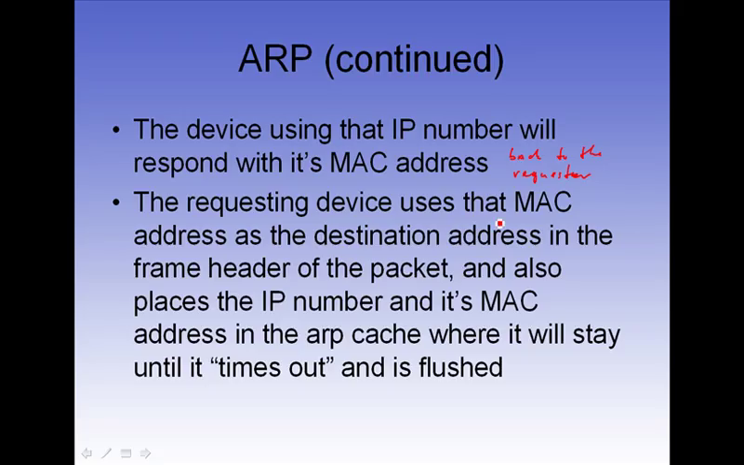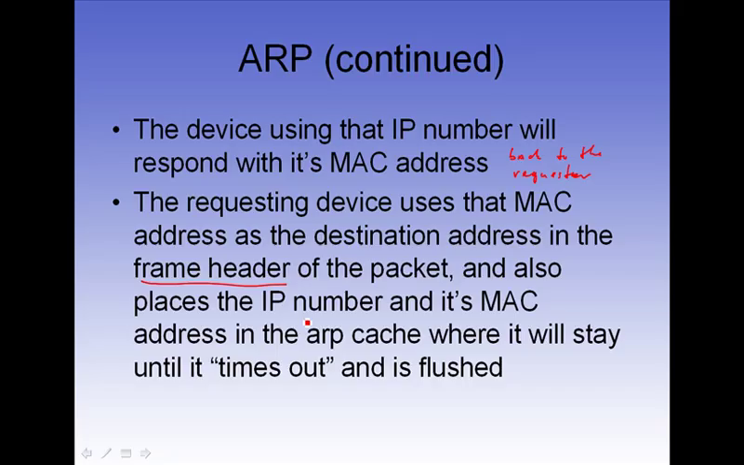The requesting device uses that MAC address as the destination address in the frame header. I mentioned that a couple slides ago. The frame header of the packet, and it also places the IP number and its MAC address in its ARP cache, where it will stay until it times out and is flushed. The reason for this is if the requesting computer needs to communicate again with that computer within the next couple of minutes. The timeout period depends on the operating system.